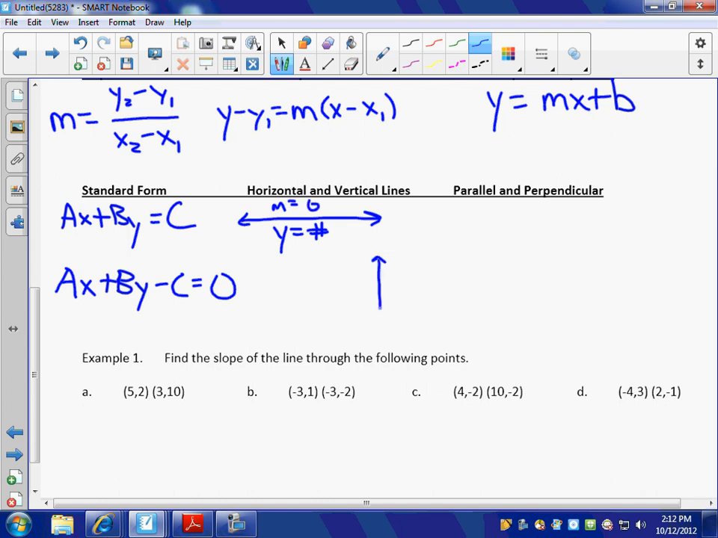Then we have vertical lines. So that's at a placement to the left or to the right of the origin. So x equals, say, 5, or x equals 5, 4, 3, 2, 1. So this is an x equals some number. And does anybody know what the slope of a vertical line is? Undefined.